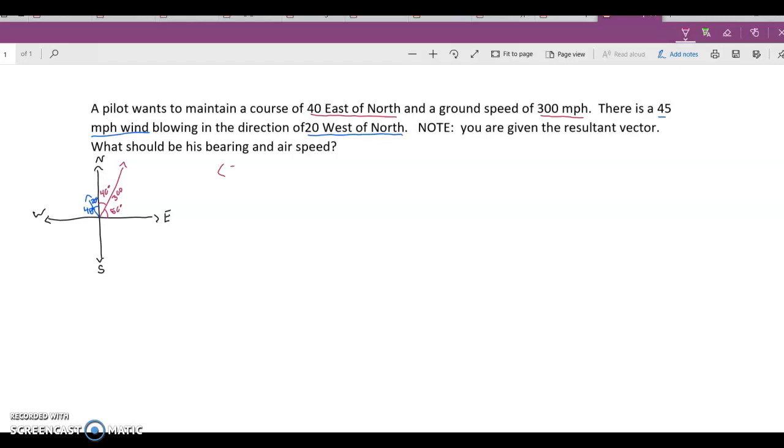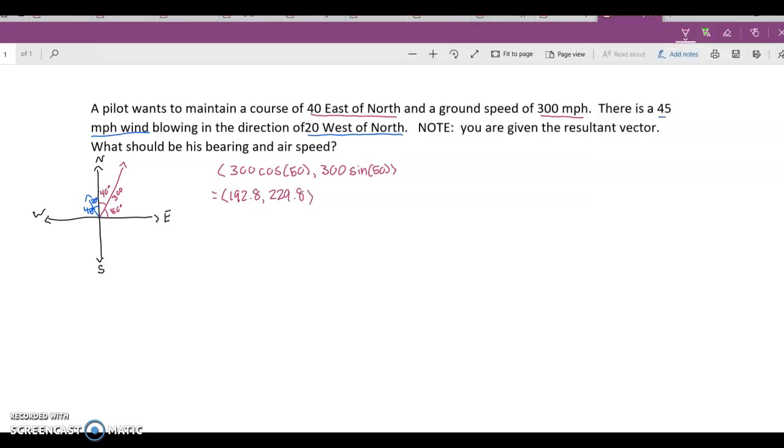So the component form is going to be the magnitude of 300 times the cosine of that angle 50, and then the magnitude of 300 times the sine of that angle 50. Punching that into your calculator in degree mode, you should end up with 192.8 and then 229.8.